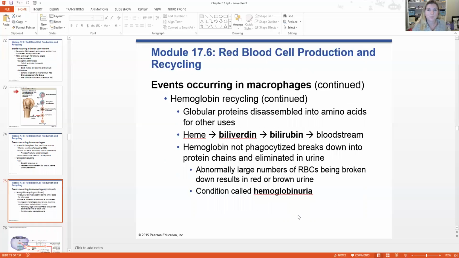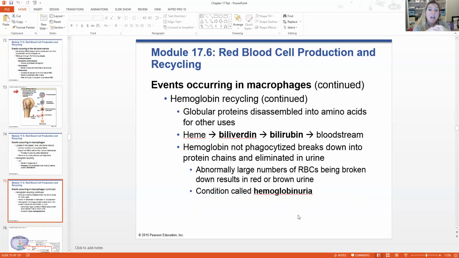So, overall events in our macrophages. Globular proteins are basically disassembled into amino acids. They take the heme molecule and convert it into something called biliverdin. Biliverdin is converted into bilirubin. Bilirubin goes into the bloodstream. So there's this whole process of recycling the heme that takes place inside of the macrophage.